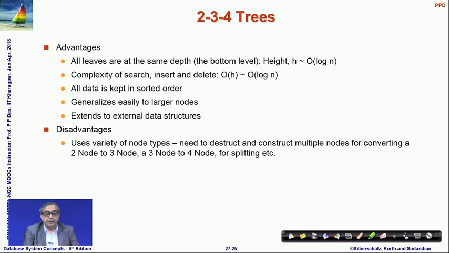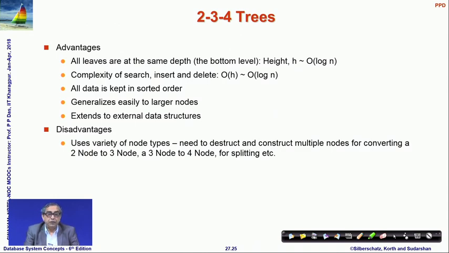So, if we look at the 2, 3, 4 tree, this is a time to justify why we are doing this. All leaves are at the same depth, which is a great advantage. The height is order log n always. Complexity of search, insert, delete, all are order log n. All data are kept in sorted order. It generalizes easily to larger nodes and extends to external data structures. So, what do you mean by larger nodes? Let us look at that a little bit.